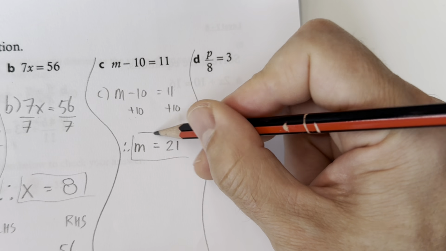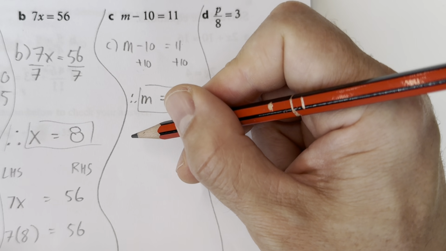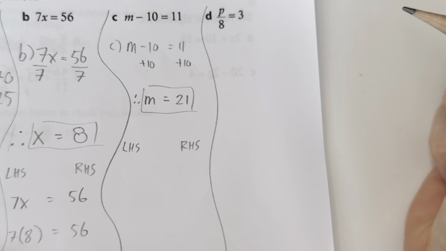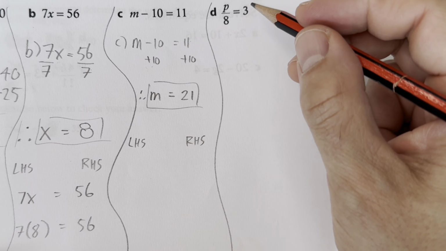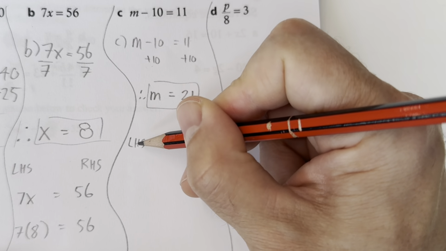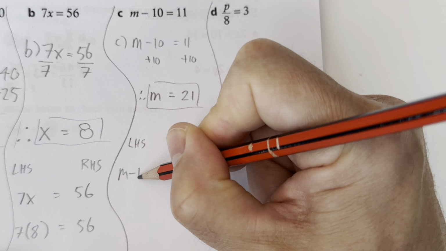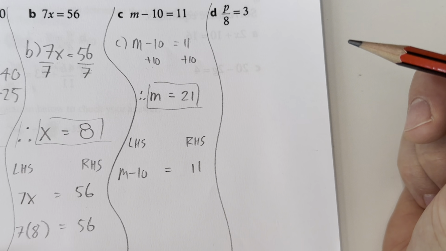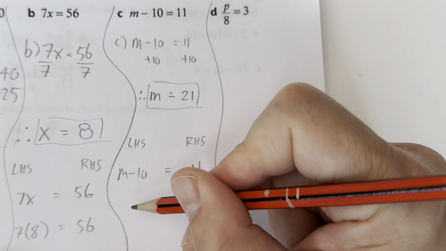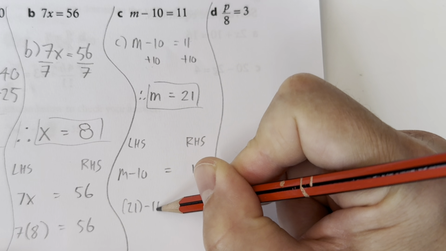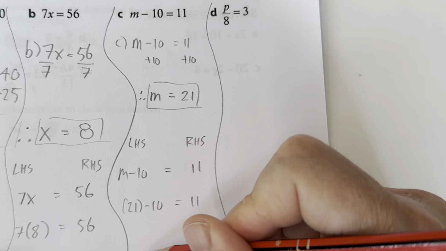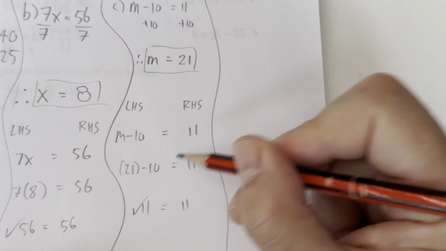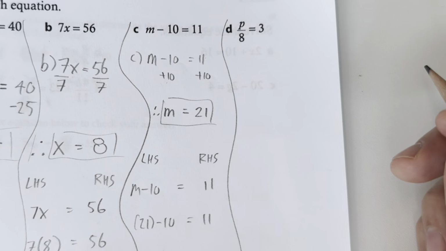Good. Let's check. That's why I love algebra, because you can always check. There's real comfort in knowing I can just go check my answer and see what's going on. So my left-hand side was m minus 10. My right-hand side is 11. Great. Okay. Substitution, I can put in my 21 minus 10 is 11. Is 11 11? Yep. Ta-da! You are good to go. All right, here we go.